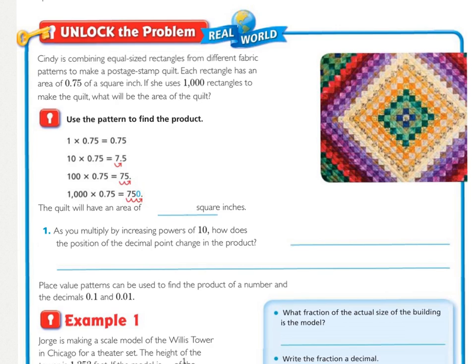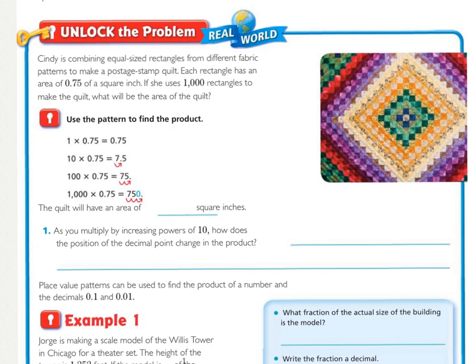Unlock the problem. Cindy is combining equal size rectangles from different fabric patterns to make a postage stamp quilt. Each rectangle has an area of 75 hundredths of a square inch. If she uses 1,000 rectangles to make the quilt, what will be the area of the quilt?